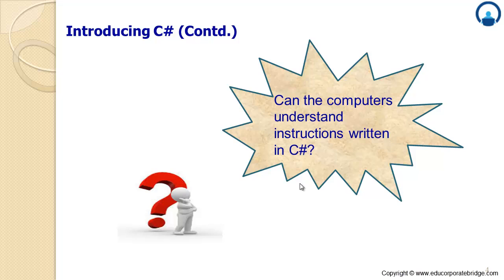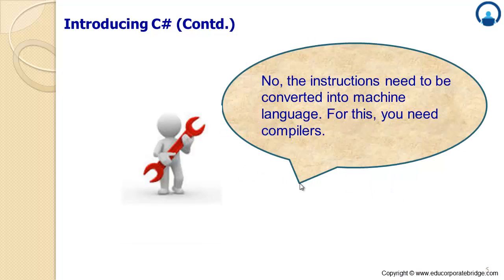You need to follow that grammar while writing programs. Once you write the instructions in a programming language, also called a high-level language, you need to submit those instructions to your computer. Now the question is, can computers understand instructions written in C# or any other programming language? Obviously the answer is no. The instructions need to be converted to machine language, the binary language, which our computer understands.